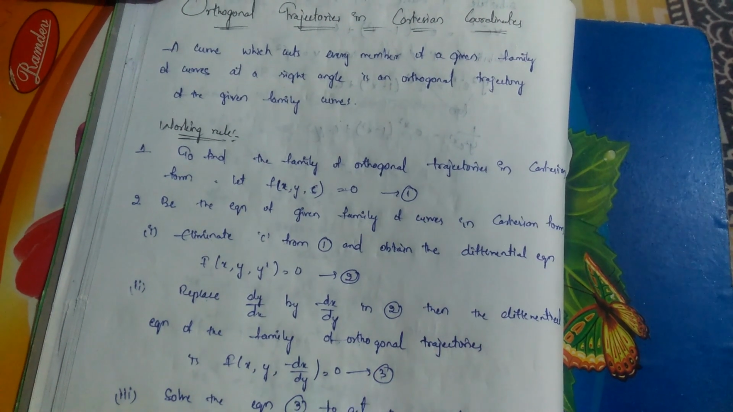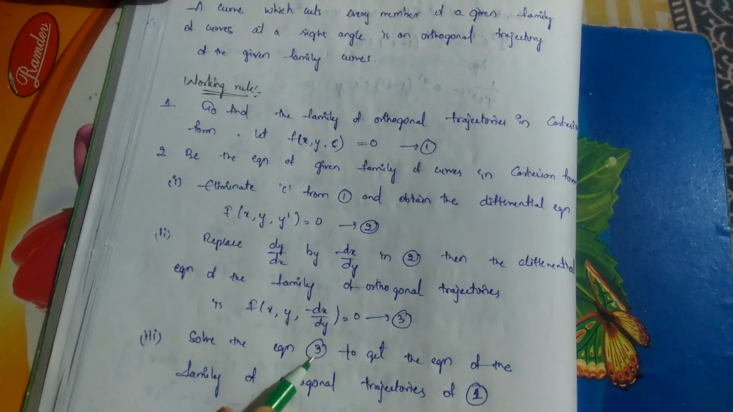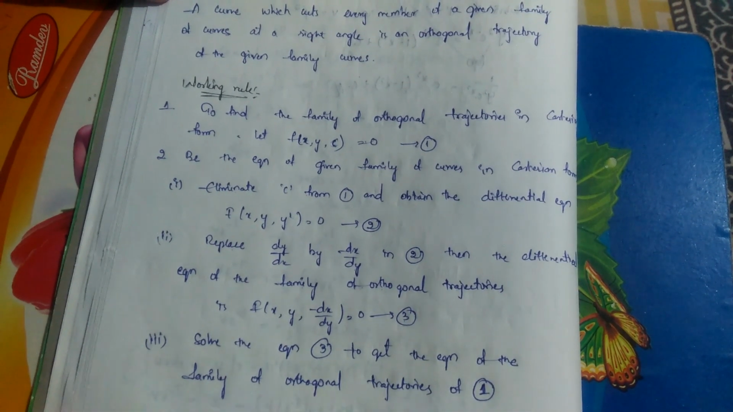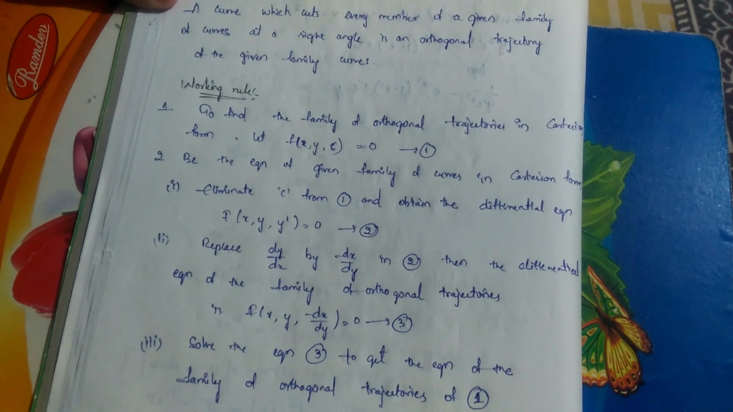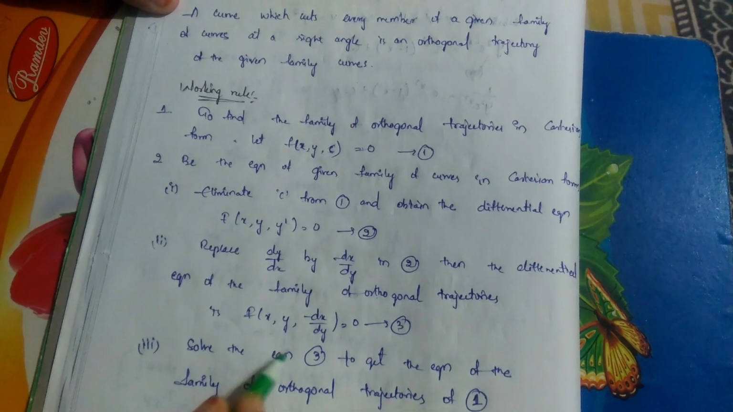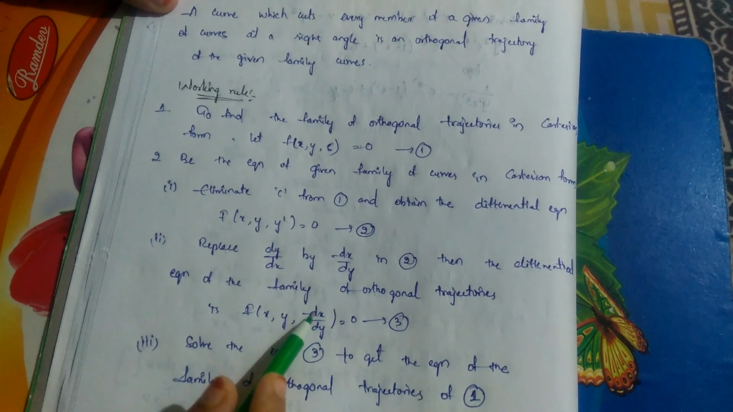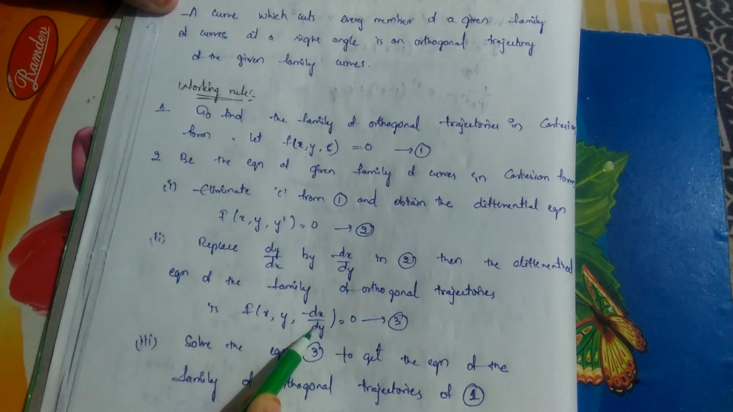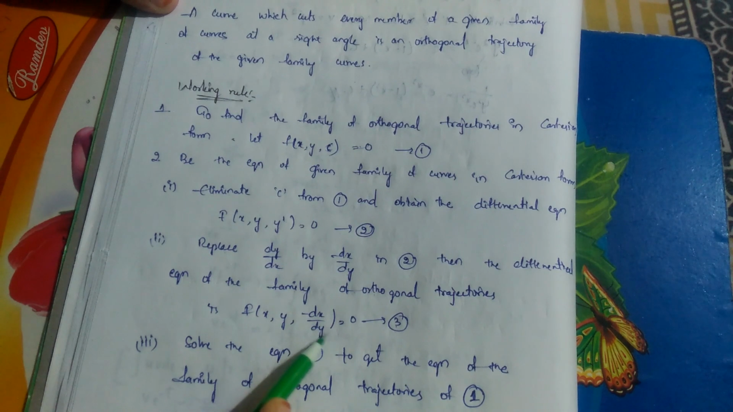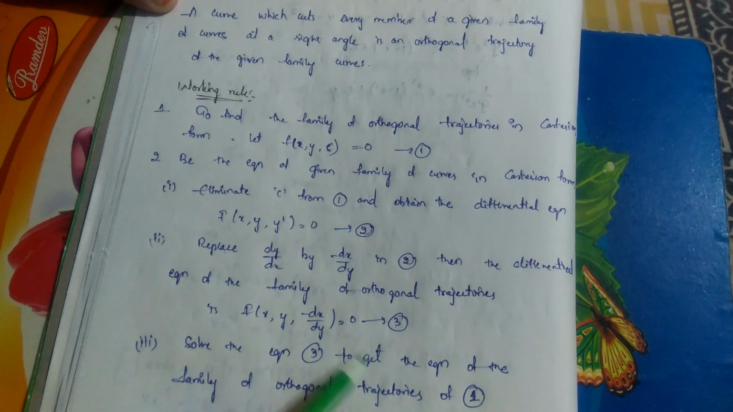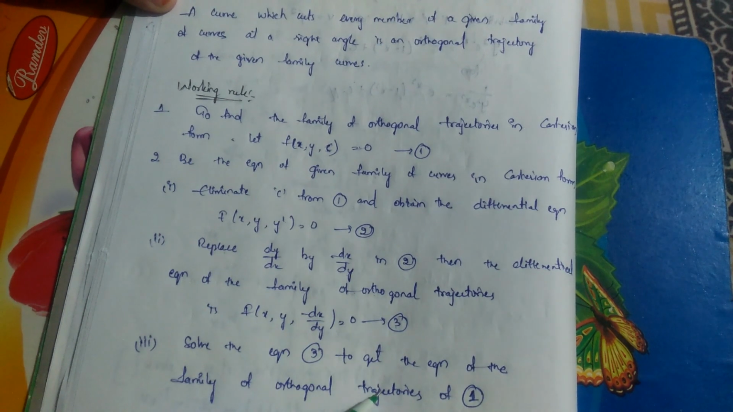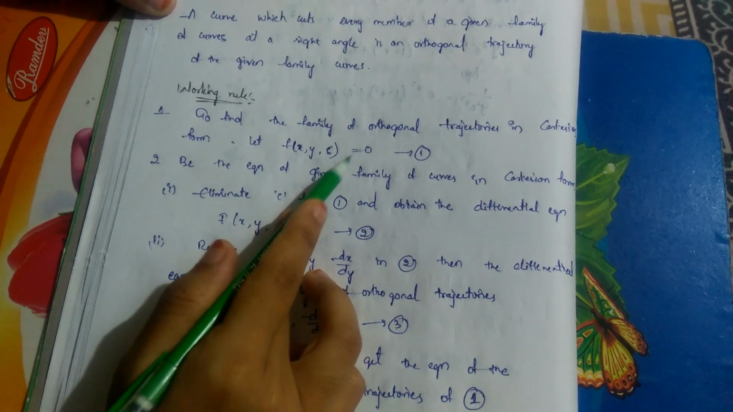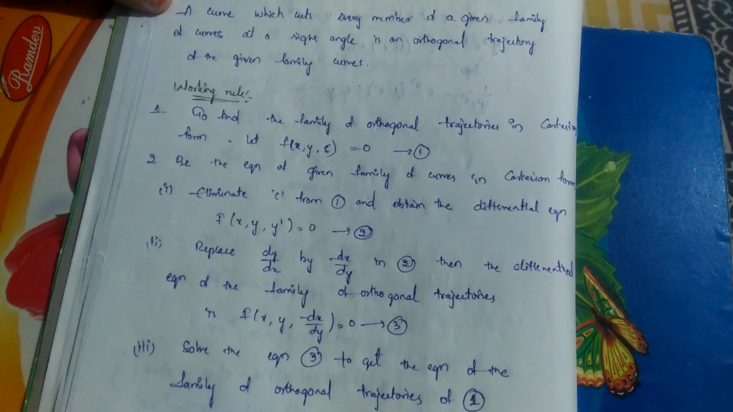Now after getting this, we have to solve equation 3 to get the equation of the family of orthogonal trajectories of 1. Now we have to integrate this equation. After replacing dy by dx by minus dx by dy, we have to integrate this equation. Solving equation 3 is nothing but integrating it, then we will get the family of orthogonal trajectories of equation 1. Let's solve a few problems on this topic.